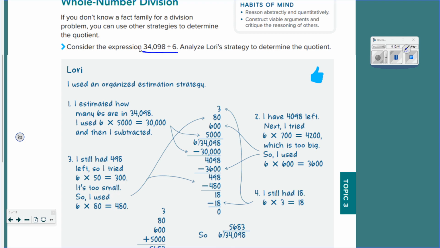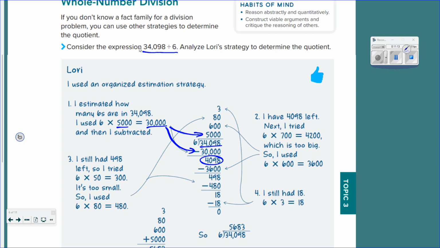So she's going to start by dividing 34,098 by 6, right? She starts at the biggest number she can do, which is around 30,000. She knows 6 times 5,000 gives her 30,000. So she puts the 5,000 on top, and she subtracts the 30,000 to figure out how much she has left to get rid of. Everybody okay so far?